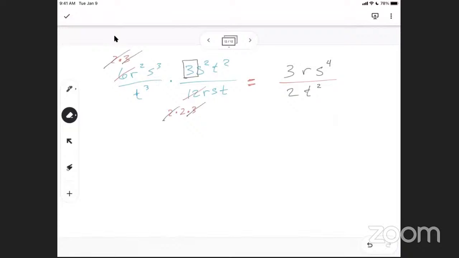Do you see how it's similar to what we did? You're just canceling factors, but you have to make sure you factor. See what I did at the beginning? I factored those numbers so that you could clearly see what cancels. Can you do it?